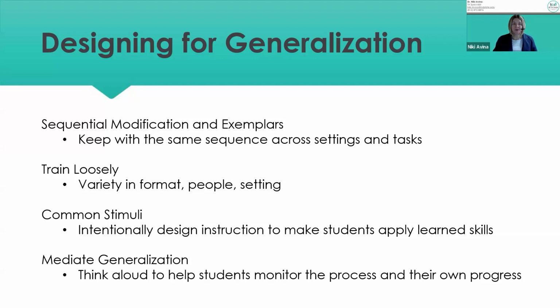So that means that we have to look at sequential modification. That means that we're going to keep with the same sequence across settings and tasks. So one example I have of that for you is with the CHAMPS behavior management framework. When I was teaching, we used CHAMPS, and that meant that I gave directions for each activity that we did in a very particular order.